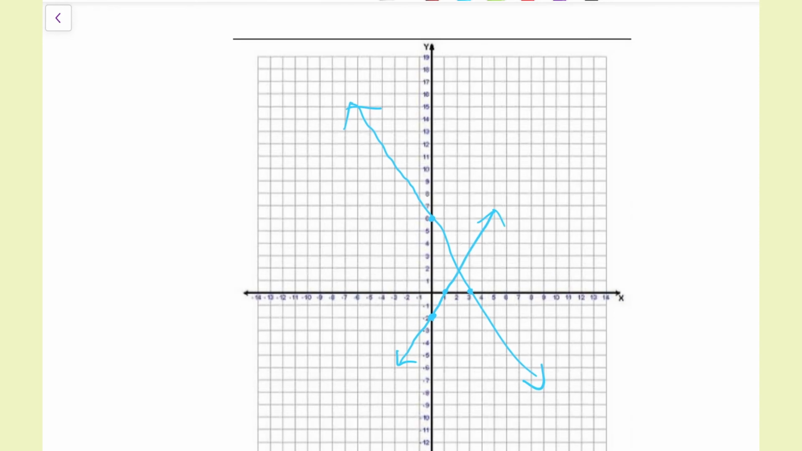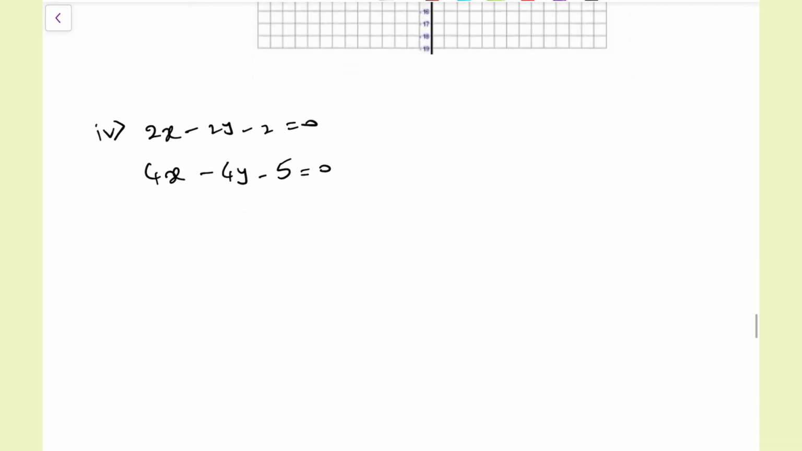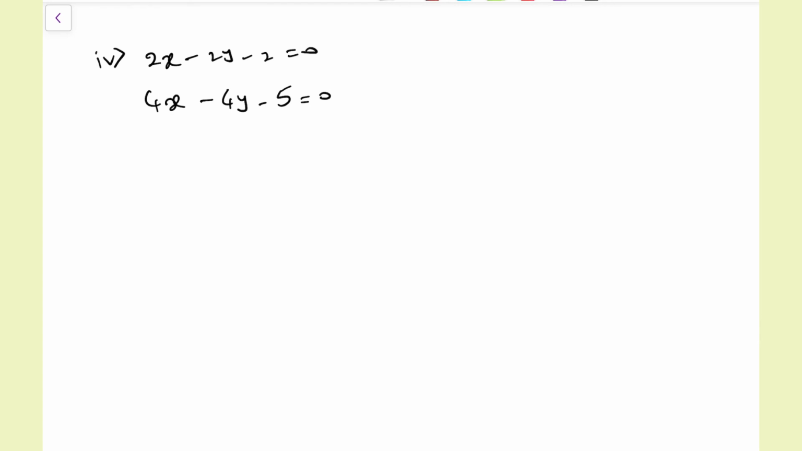Scale at the topmost corner: x-axis, y-axis, 1 centimeter equals 1 unit. Coming to question number 4. 2x minus 2y minus 2 equals 0 and 4x minus 4y minus 5 equals 0.